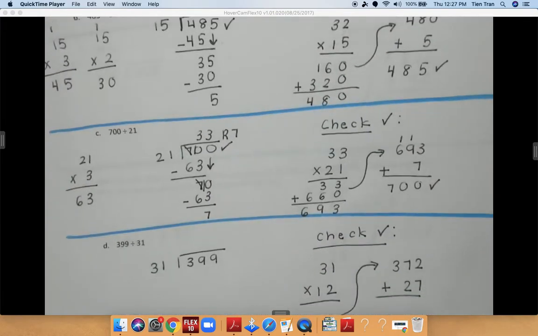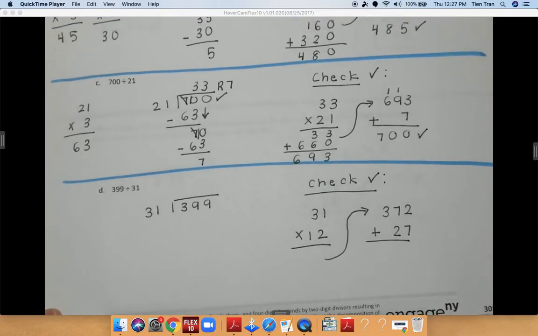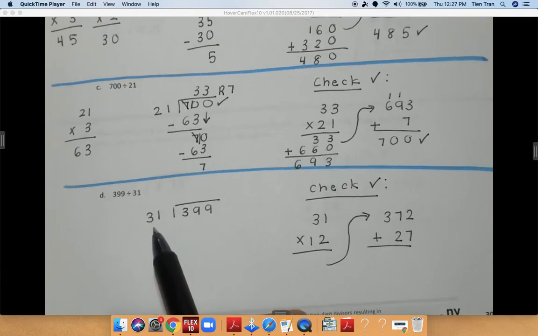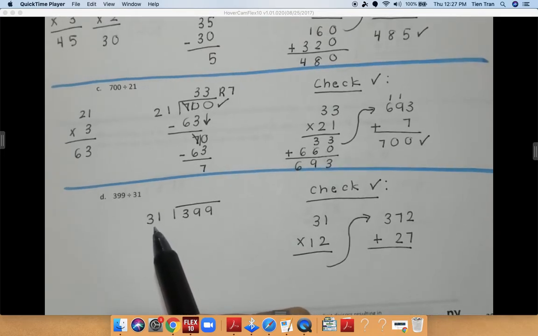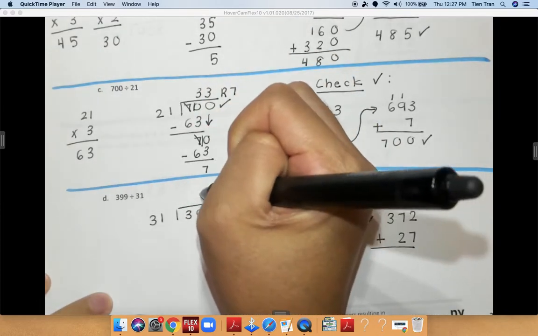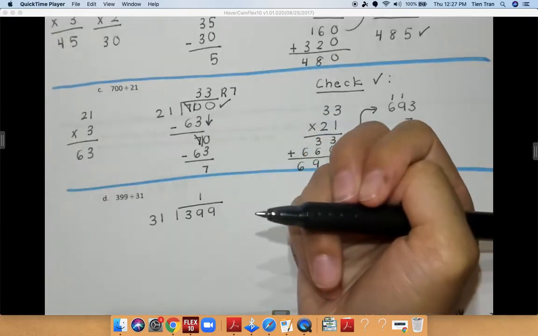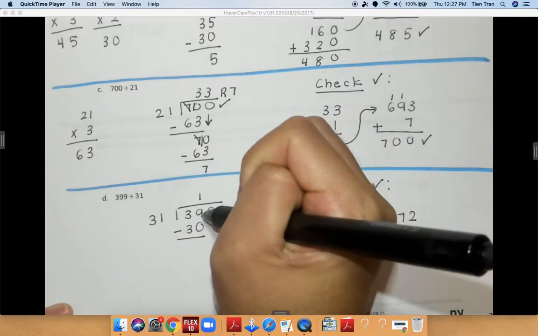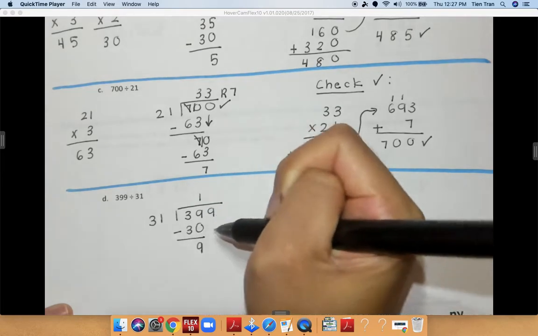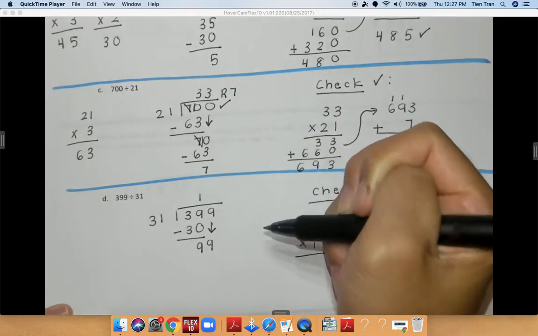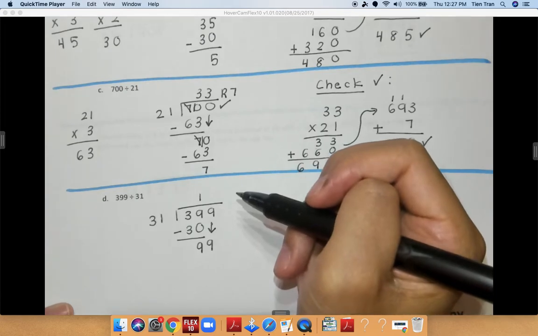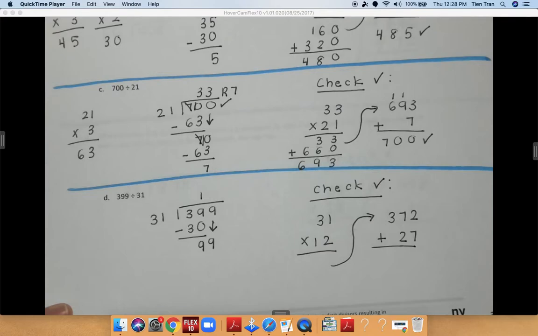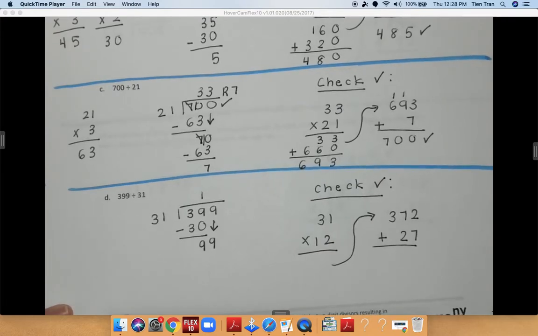Now I'm moving on to problem D. For problem D, I have 399, which is my dividend, 31, which is my divisor. It goes on the outside. So how many times can 31 go into 39? 1 time, because 31 times 2 is going to be 60 something, and that's way too big. So I'm going to subtract. 9 minus 0 is equal to 9. 3 minus 3 is 0. I don't have to write that. I'm going to bring down my 9. How many times can 31 go into 99? So I'm thinking in my head, 3 can go into 9 3 times.